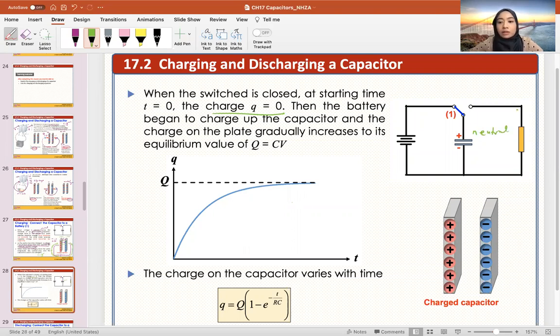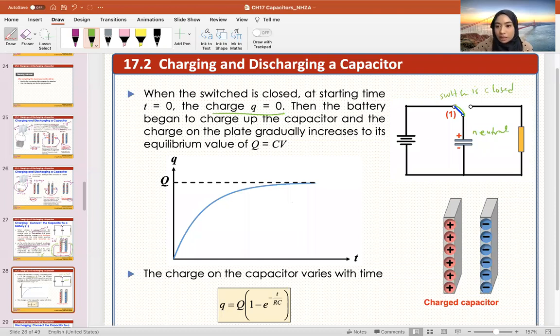Neutral, right? So now I'm connecting. When the switch is closed, closed means it completes the circuit. It is not closed as in turn off. It means closing the circuit. Yes, that is what it means. So the switch is closed. In this case, the switch is closed, closing the circuit.